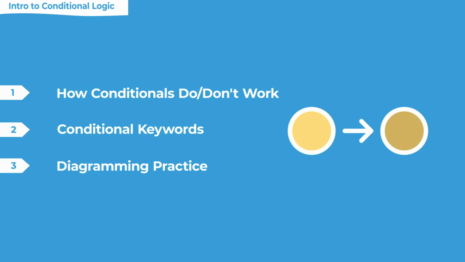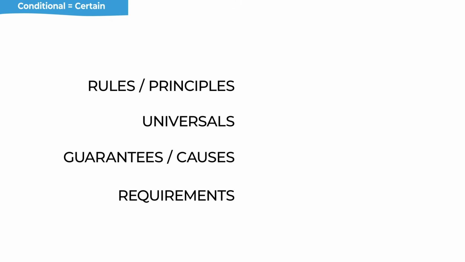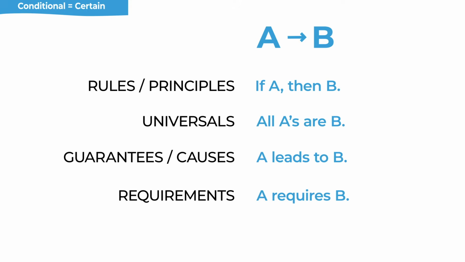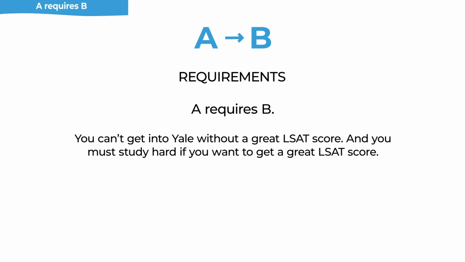You just did it. You just mastered conditional logic, basically. Now what we've got to do is get good at hearing when it's actually being tested. And that comes down to a lot of keywords. Conditional logic appears in any sentence that provides certainty. So you're going to see that in different contexts. You might have rules or principles like if A, then B. Universal categorical statements, all A's are B. Causal guarantees, where this thing always leads to that thing. And then requirements. This thing requires that thing.